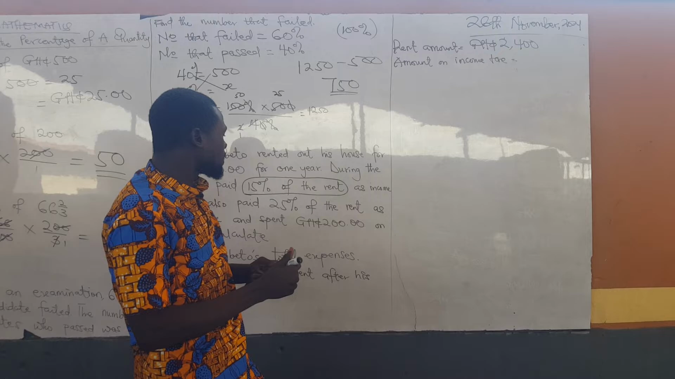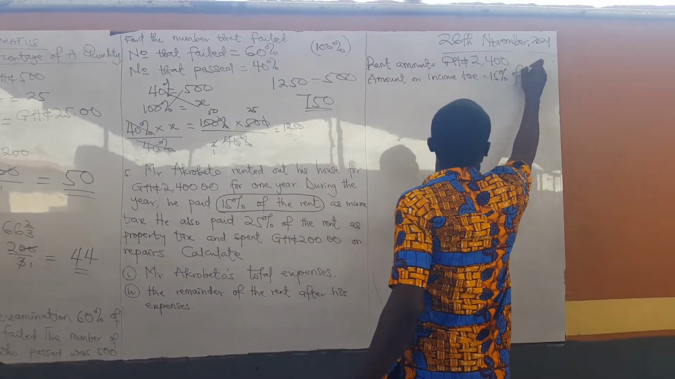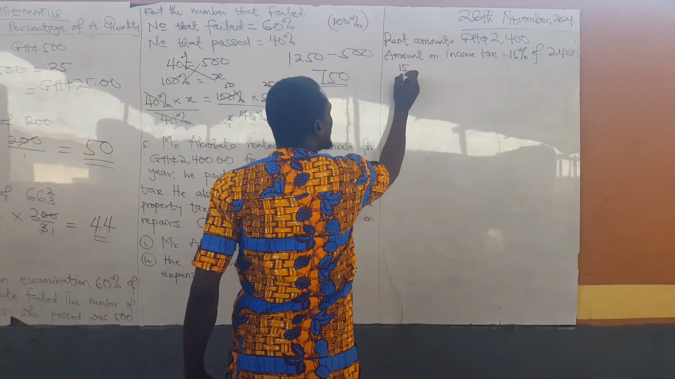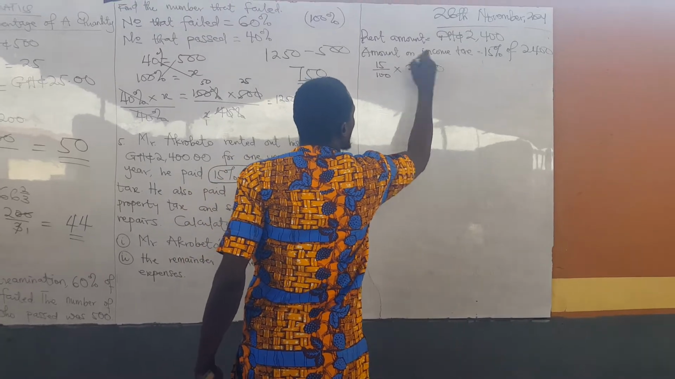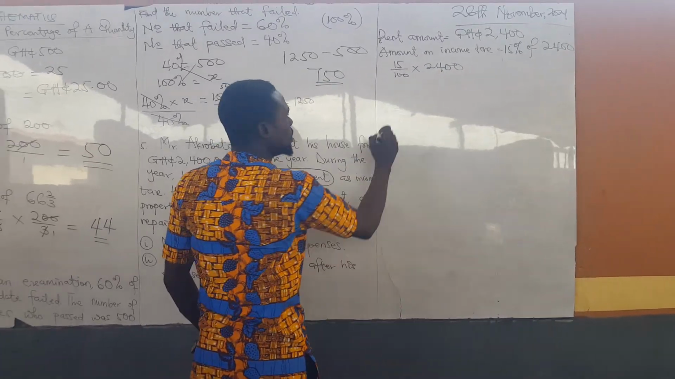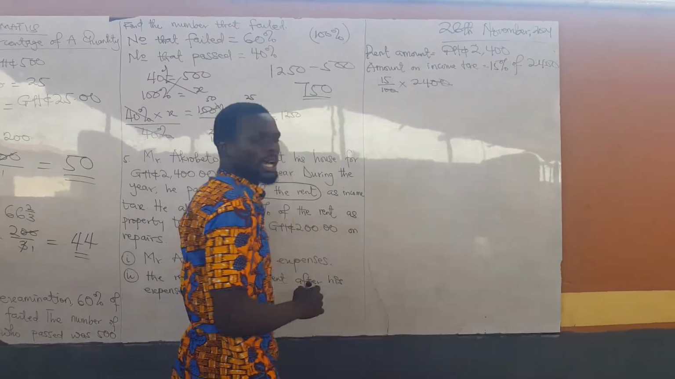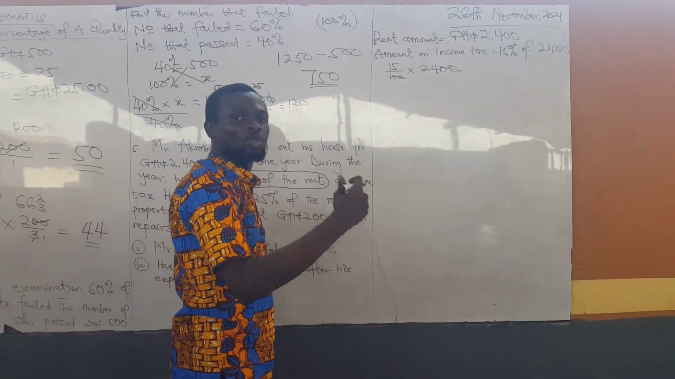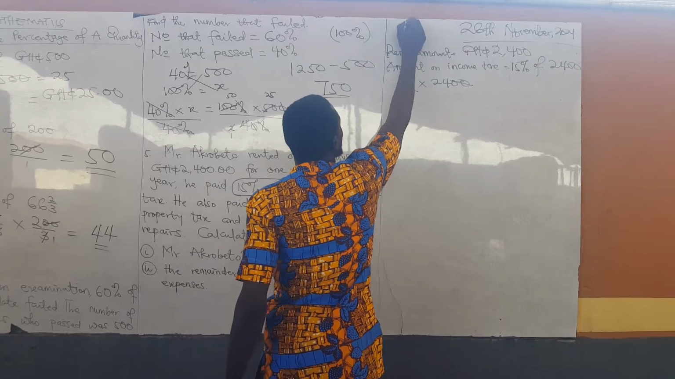2,400. So 15% of 2,400. So let's do the calculation. You have 15 over 100 times 2,400. Let's do the cancellation. The 2 zeros here will cancel the 2 zeros. Now we are having 15 times 24. So let's multiply 15 times 24 and see.